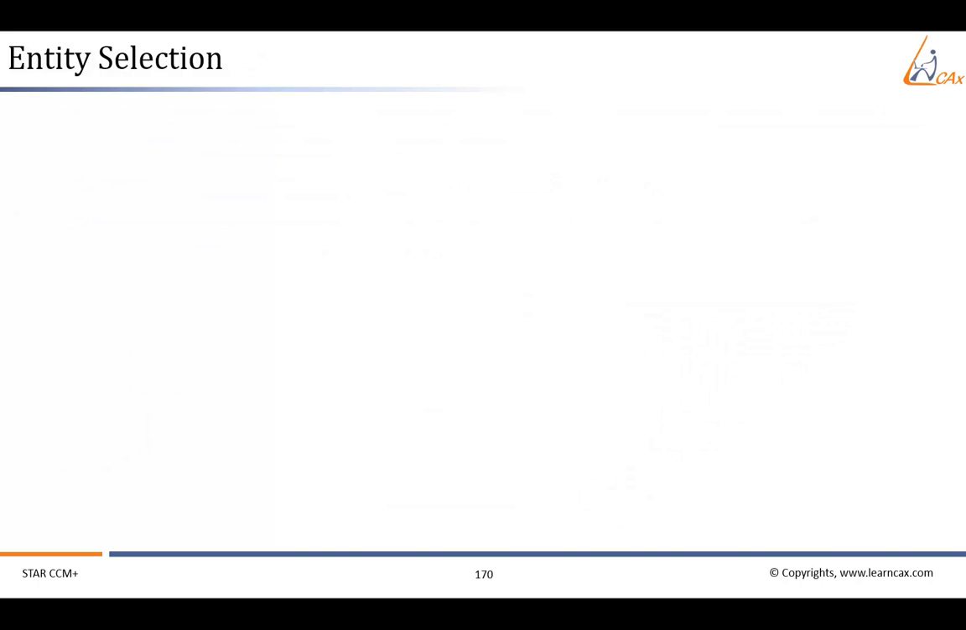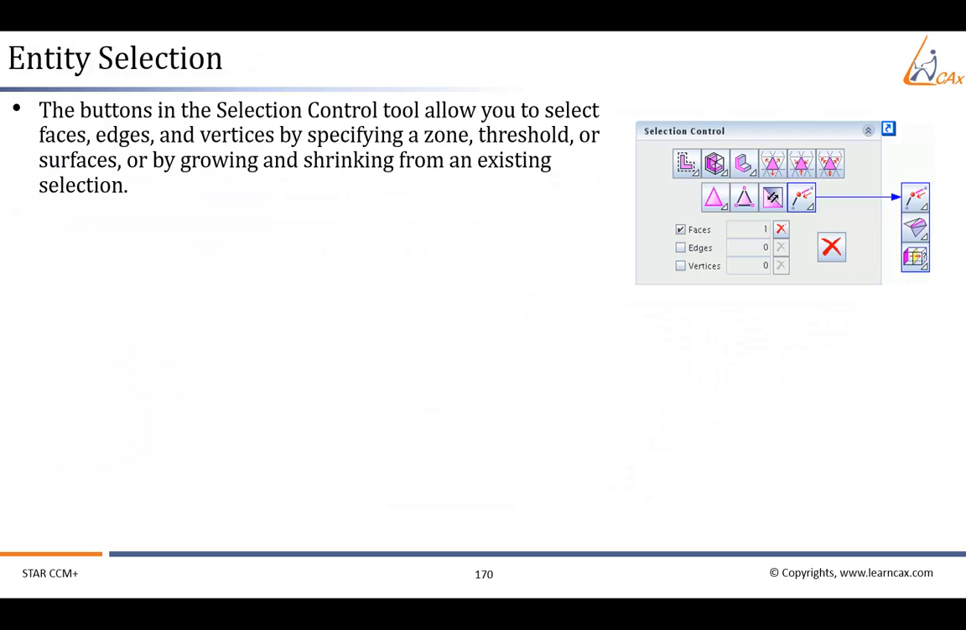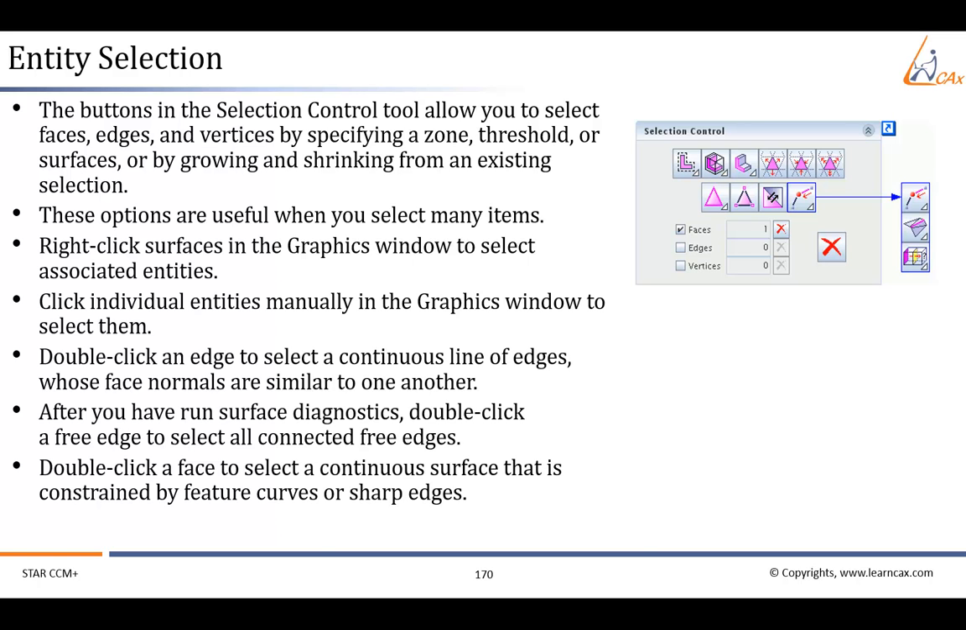The buttons in the Selection Control tool allow you to select faces, edges and vertices by specifying a zone, threshold or surfaces, or by growing and shrinking from an existing selection. These options are useful when you select many items. Various selection options are listed here.